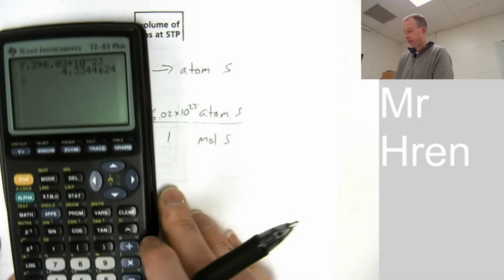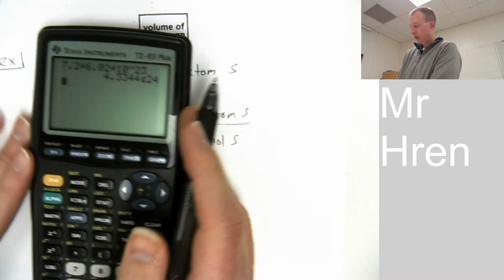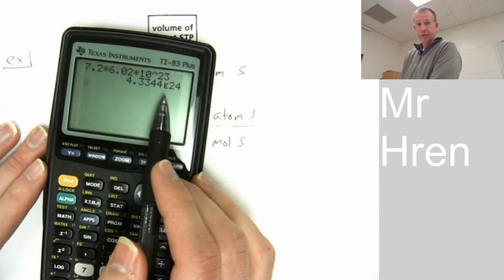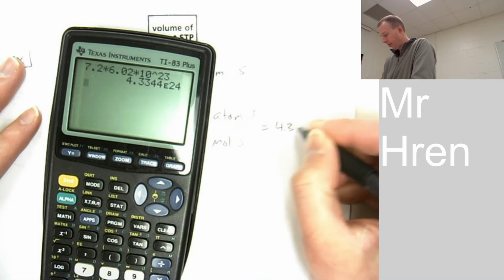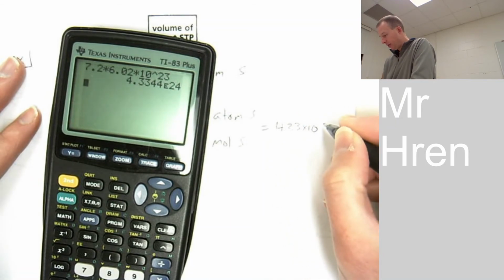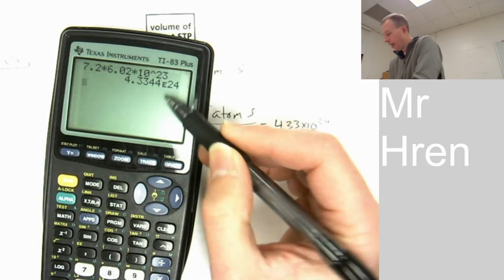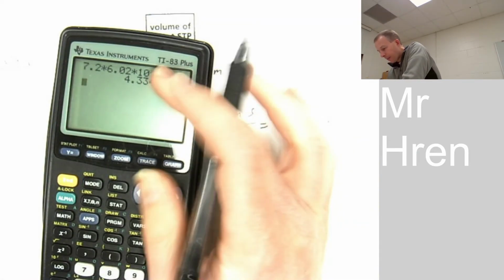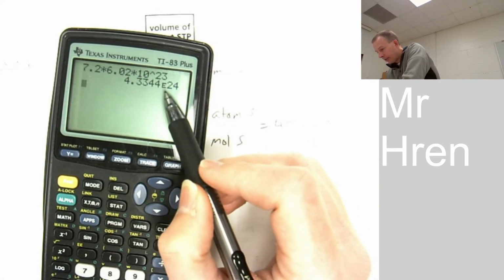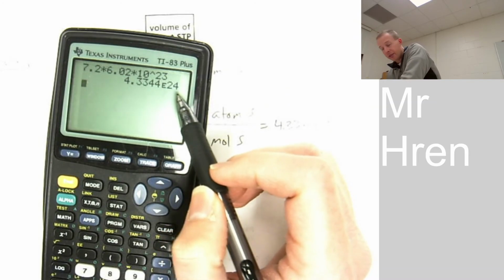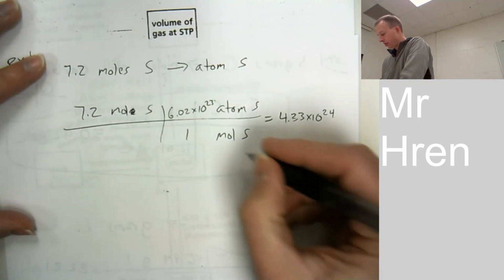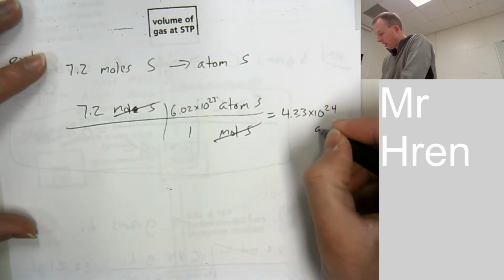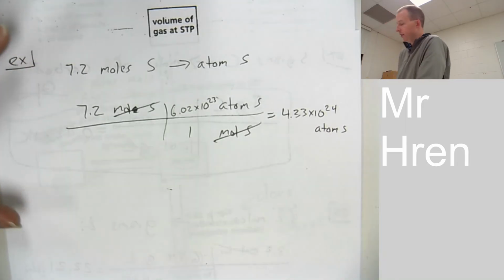You're going to see this answer in your calculator. In most of your calculators, it's going to look like this. I don't want you to be confused. Understand that means 4.33 times 10 to the 24th. That E means times 10, so it's times 10 to the 24th. So 4.33 times 10 to the 24th. Cancel your units out. Atoms of sulfur.